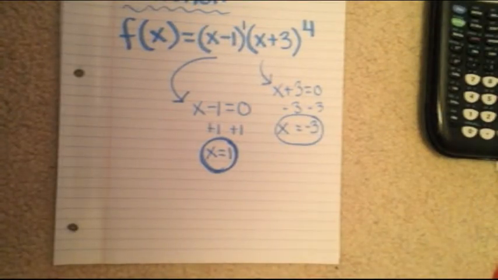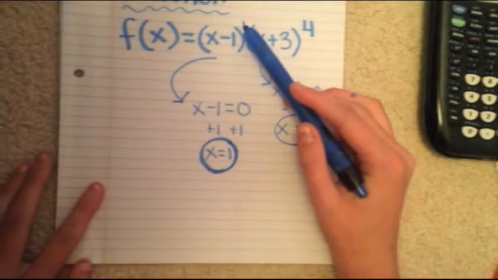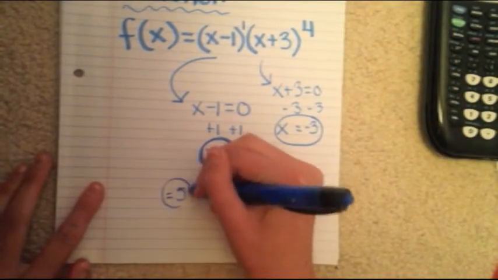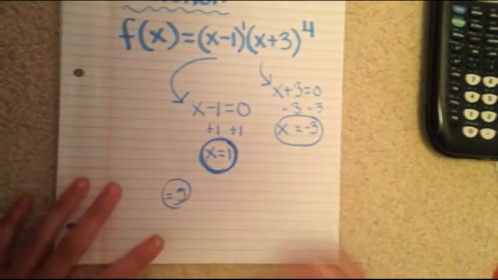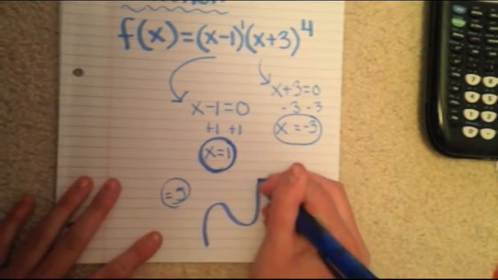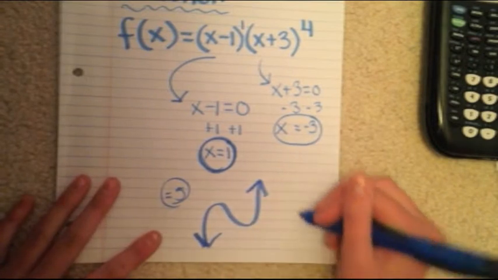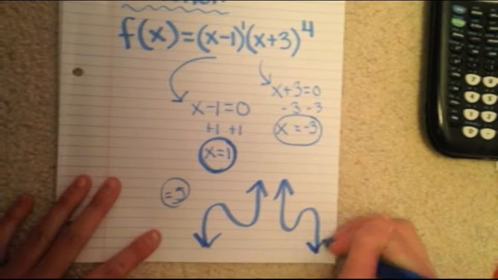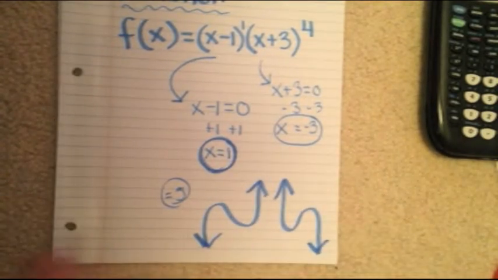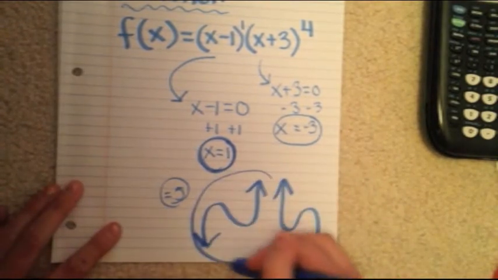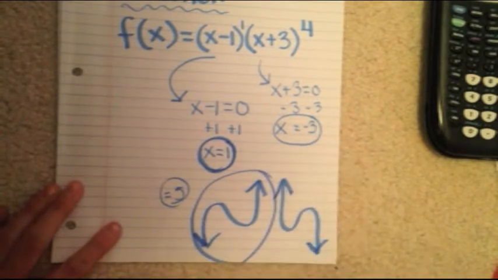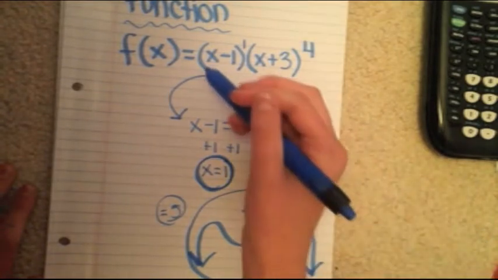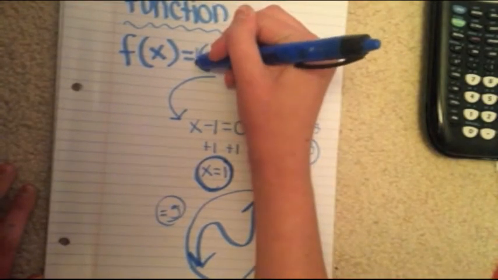Since we know that the degree of the polynomial is odd, because 1 plus 4 equals 5, and 5 is an odd number, we know that the graph is either going to do something like this, or like this. The graph will look something like this because the leading coefficient is positive. This is a positive graph, and we could insert a 1 here if we wanted to.